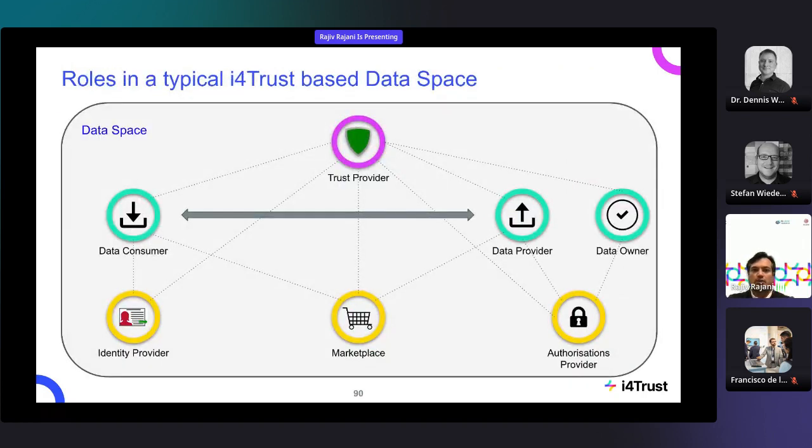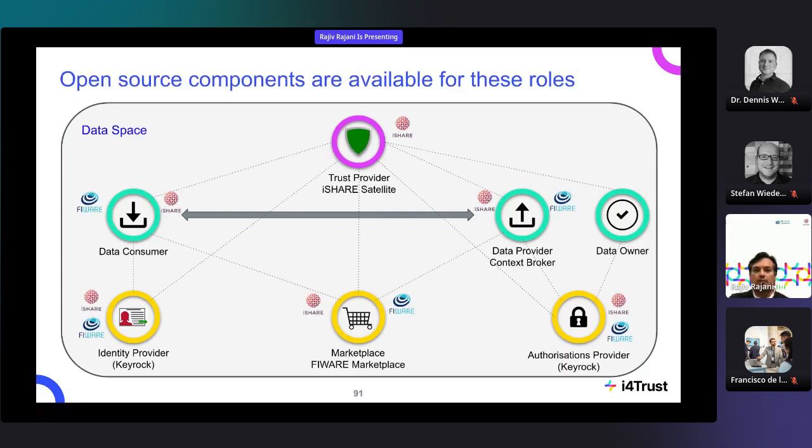So, introducing to you the i4Trust role model, as explained in the data space, you have a trust provider, you have a data consumer, data provider, and the data owner, an identity provider role, a marketplace role, and an authorizations provider role. So these roles are the bare minimum in any i4Trust-based data space. And under the i4Trust umbrella, iSHARE and FIWARE together bring to you open source components available for each of these roles.